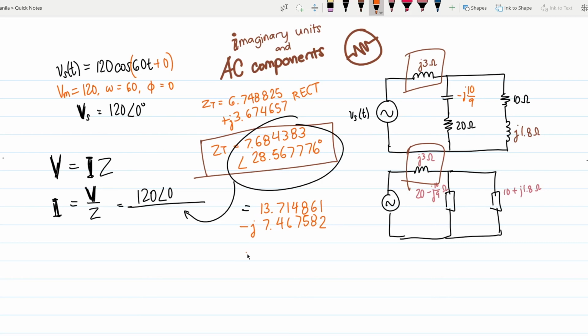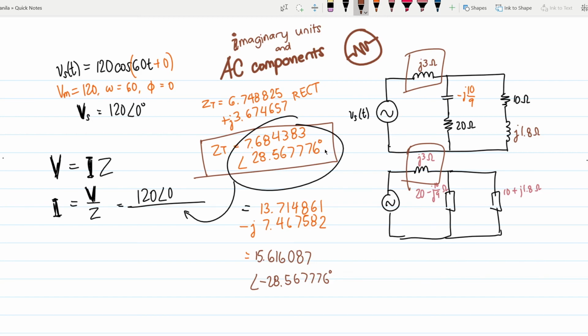Rectangular form phasor. If you want to make it into polar, you can search for the manuals for your calculators regarding complex operations. Online, I think it's readily available. And then let's just make it into polar. That should give us 15.616087 and then an angle of minus 28.567776 degrees. And so what do we notice here?